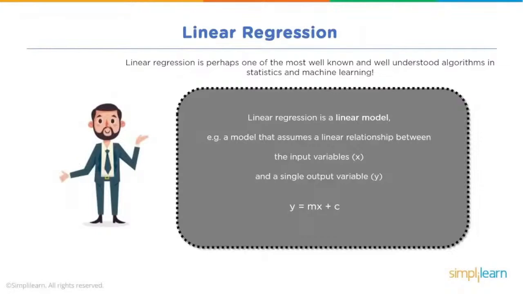Linear regression is perhaps one of the most well-known and well-understood algorithms in statistics and machine learning. Linear regression is a linear model, for example, a model that assumes a linear relationship between the input variables x and the single output variable y. And you'll see this, if you remember from your algebra classes, y equals mx plus c.